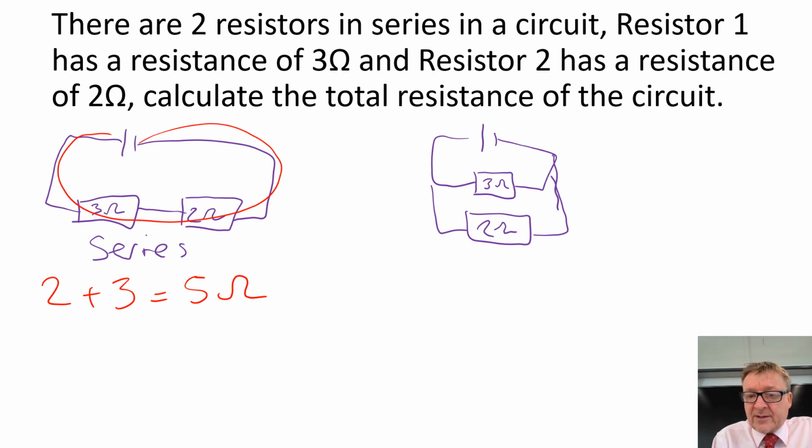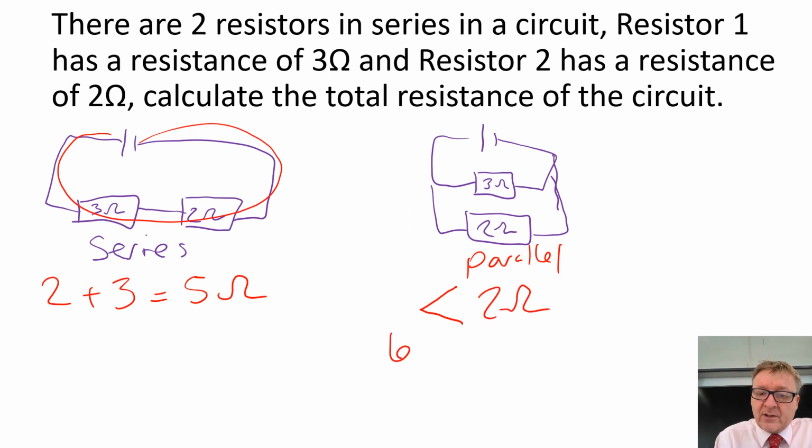This next one is then a parallel circuit. The resistance of this is always lower than the smallest resistor. So the answer is less than 2 ohms, less than 2 ohms.